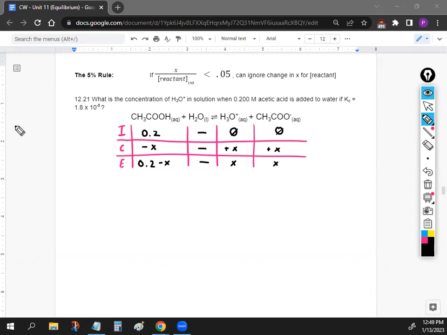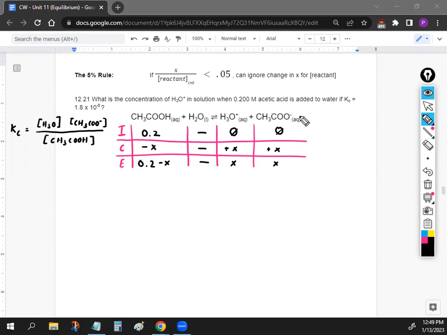Okay, now let's set up our equation. We know that the equilibrium constant is equal to the concentration of the products, so hydronium and acetate, divided by the concentration of the reactants, acetic acid. Okay, so we got that. Oops, why did I q that? Mistakes already. And then we ignore H2O because it's a pure liquid.